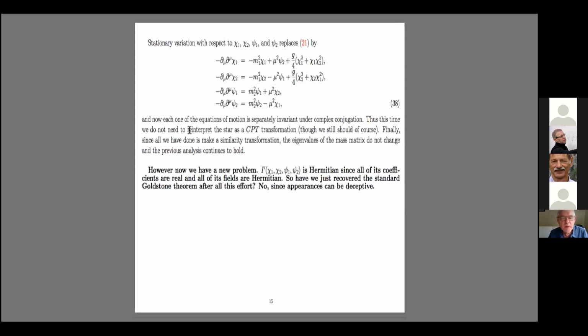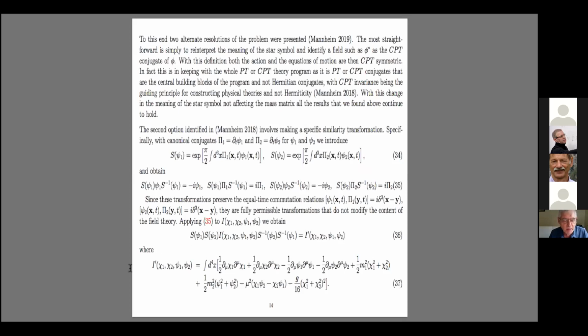So this time you don't need to reinterpret the star as the CP transformation, though of course you still can, and you still should, but nonetheless, nothing's changed. However, we now have a brand new problem. If we look at I prime of chi1, chi2, psi1, psi2, and all these fields are Hermitian, and the chi's and the psi's commute with each other, and the mu squared is real, then this is a Hermitian Hamiltonian, a Hermitian action.